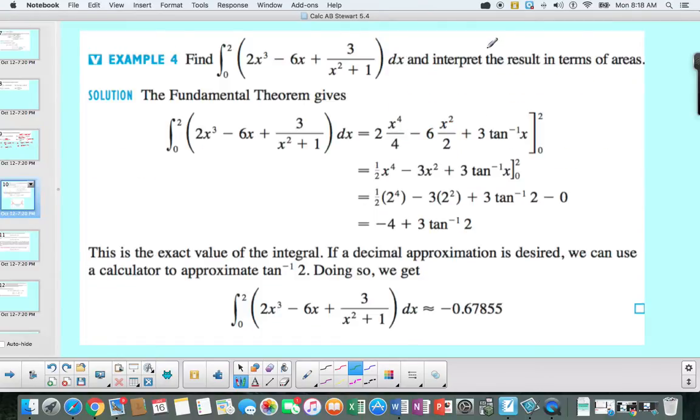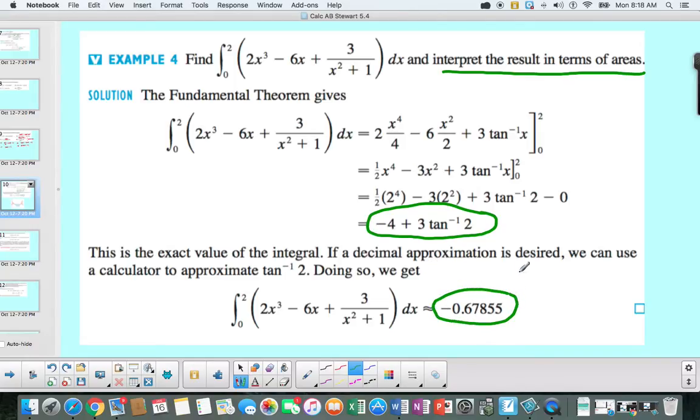Here is a definite integral, and we want to interpret the results in terms of area. So we go ahead and find the antiderivative of each, evaluate, and this is the exact answer. And if you put it in the calculator, you're going to get a negative result, which means that when the area accumulator was adding up all the areas, it was below the x-axis and above the x-axis, and it looks like there was more area below the x-axis than there was above.